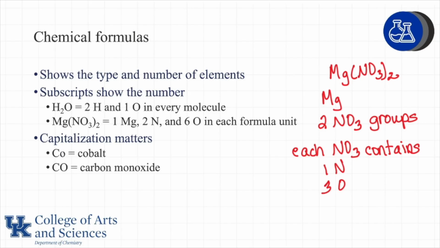When we're looking at formulas, capitalization matters a lot. CO with a lowercase o is the element cobalt. Capital C, capital O is the compound carbon monoxide. You need to pay attention when you're writing symbols to make sure you mean what you're writing.